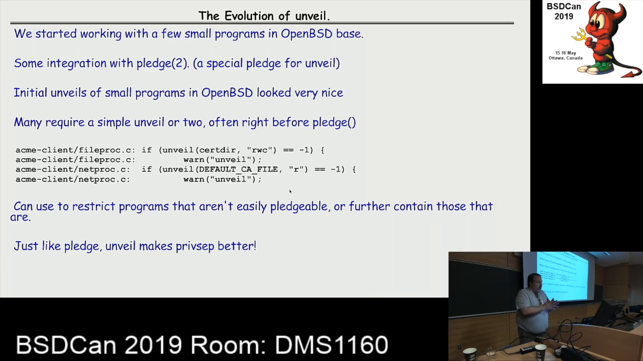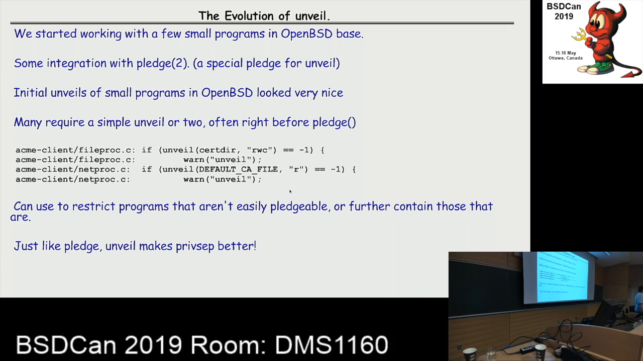So how did this look? It's evolved over the last release and a half, two releases. We started with a few small programs in OpenBSD base, and there's some integration with pledge, as I mentioned. If you drop the unveil pledge, you can't call unveil anymore. So for any initial things, some need just a really simple unveil or two right below pledge. So we have our own ACME client. In case you don't know what that is, that's for going out and using the ACME protocol to get a certificate for your web server.